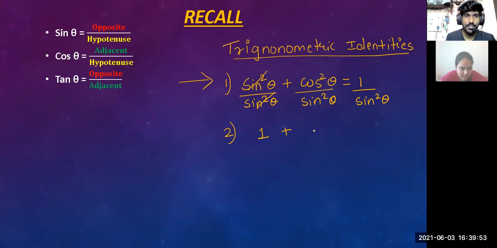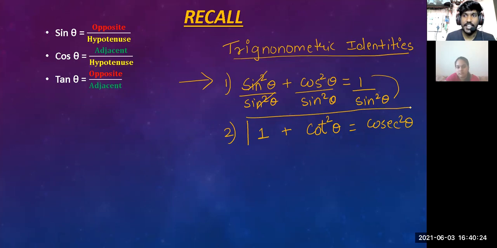Cot theta. Okay, so this is cot. But if you see, it is square both in the numerator and denominator, so this will become cot square theta. And then from the reciprocal formula, what is 1 upon sine? Cosec. So since this is 1 upon sine square, this will become cosec square theta. So this is the second identity, which you have to remember: 1 plus cot square theta is equal to cosec square theta.